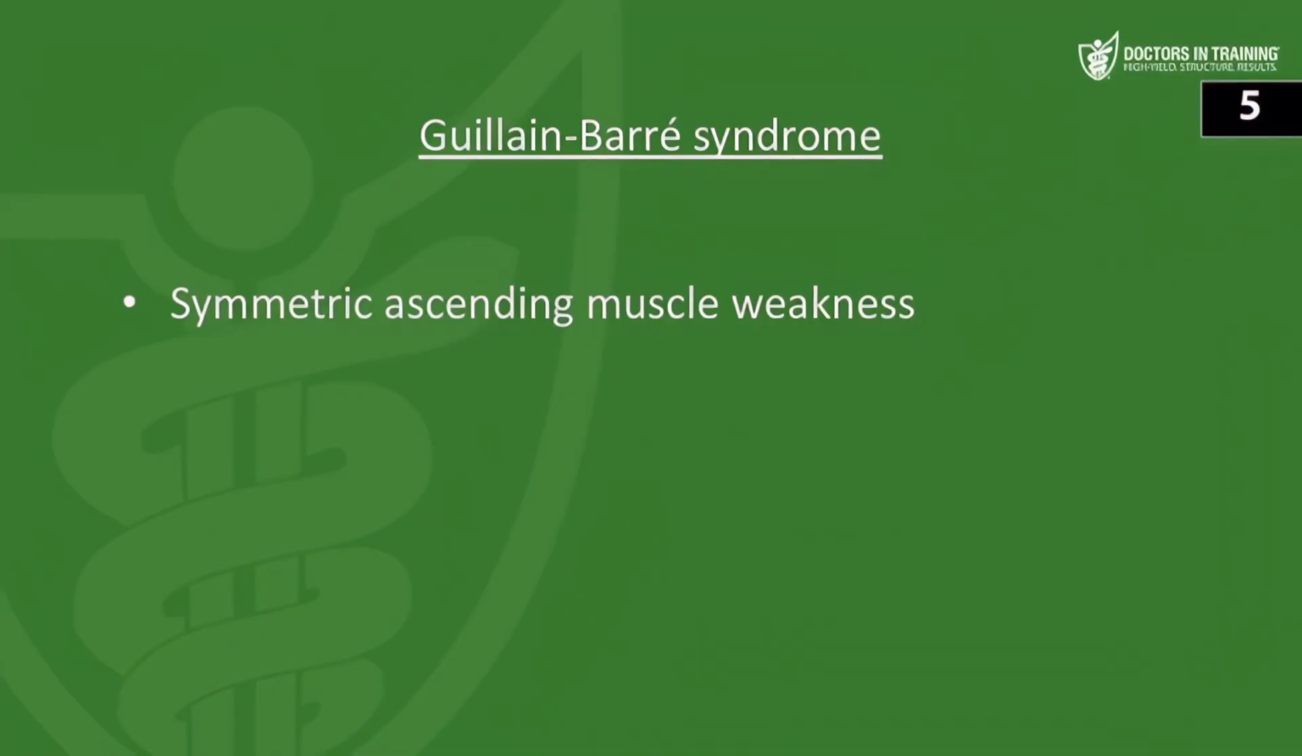The next question, what are the classic manifestations of Guillain-Barré syndrome? So remember, it's muscle weakness. So what type of muscle weakness? It's going to be ascending, so it starts in the lower extremities and it's going to ascend. It's going to be symmetric.